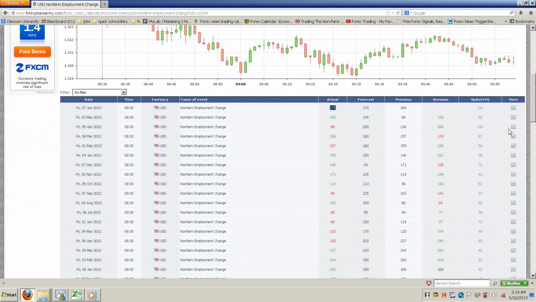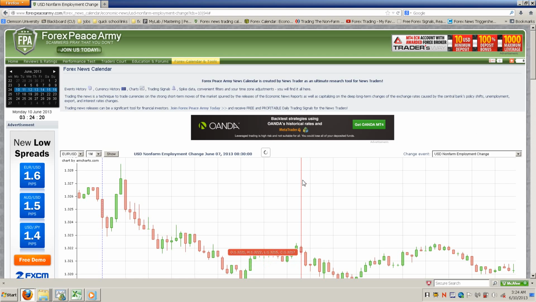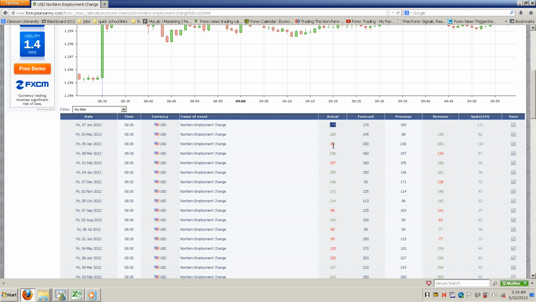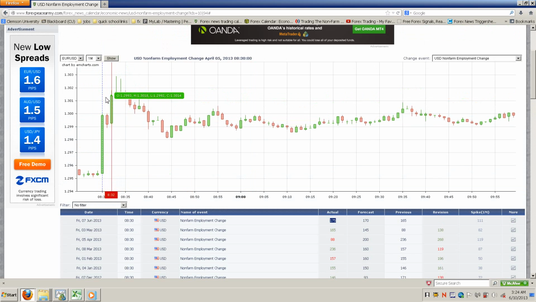just for demonstration purposes, again, this was a bad number, so it probably went up, and sure enough, it went up. See right here, that's the spike it's talking about, at 8:30 on the dot. That's the spike.